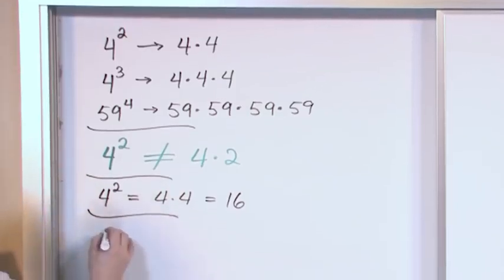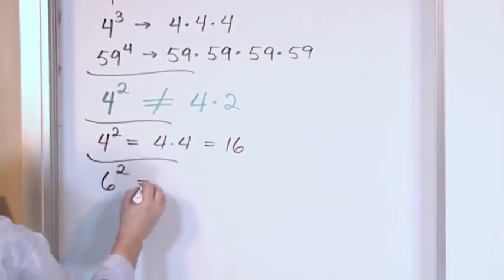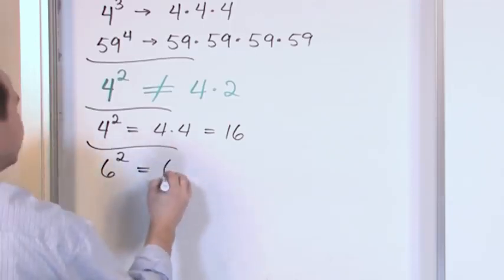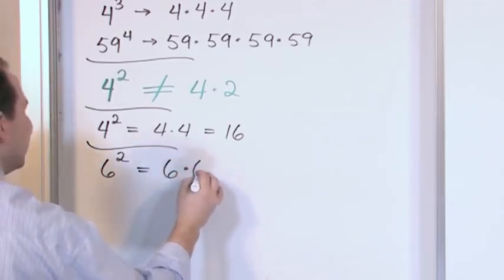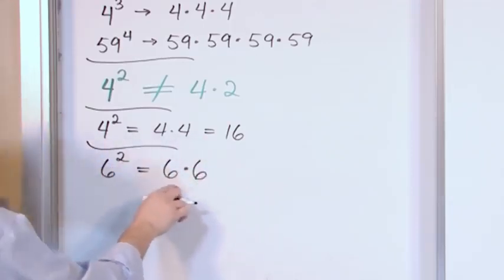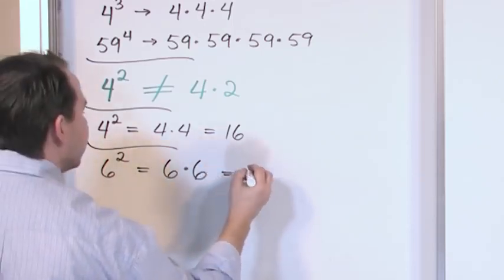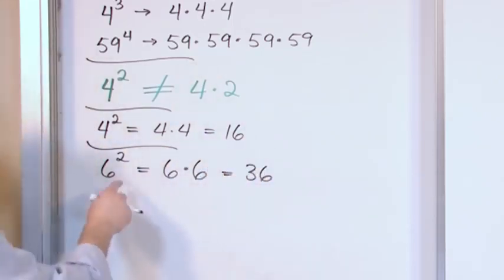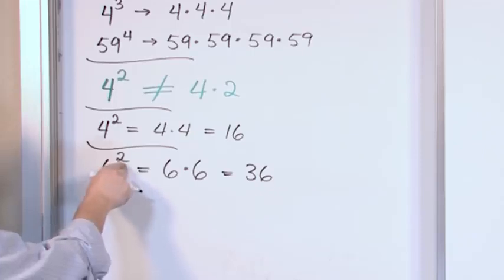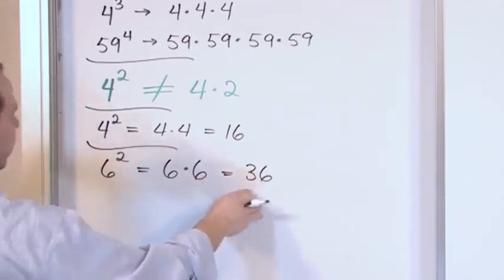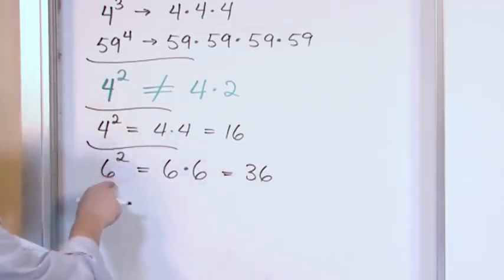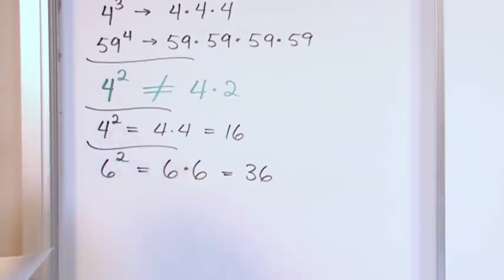Let's say we have 6 squared. What would that be equal to? That would be 6 multiplied by itself 2 times, because that's the number here. 6 times 6 is going to give us 36. You can see right away that 6 times 2, if you just did that, would be 12. That's nothing even close to 36. So just forget about multiplying these. You have to multiply by itself.